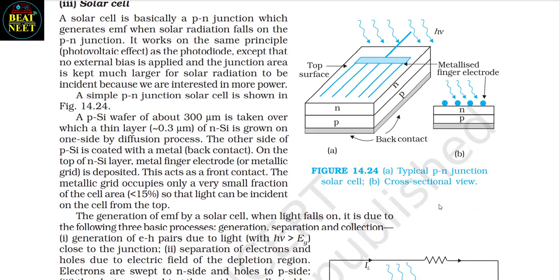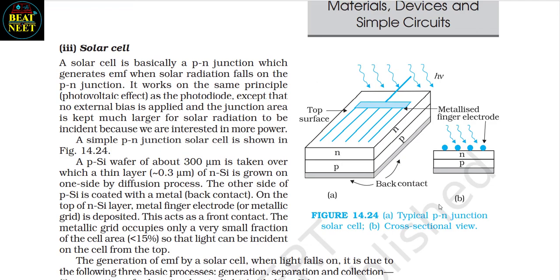Number 3, solar cell. A solar cell is basically a PN junction which generates EMF when solar radiation falls on the PN junction. It works on the same principle, photovoltaic effect, as the photodiode, except that no external bias is applied and the junction area is kept much larger for solar radiation to be incident because we are interested in more power. A simple PN junction solar cell is shown in figure 14.24.